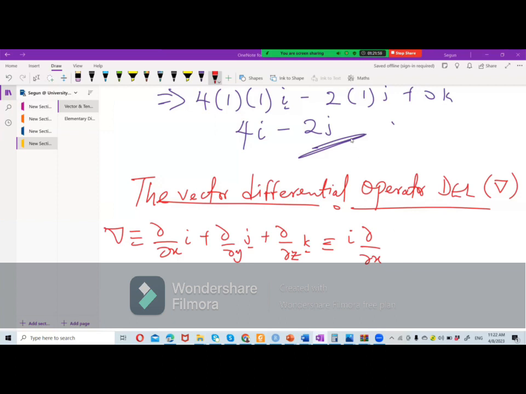So we have i d/dx plus j d/dy plus k d/dz. These are the definitions. The vector operator possesses properties analogous to those of ordinary vectors. It is useful in defining three quantities which arise in practical applications, and is also known as the gradient, the divergence, and the curl.